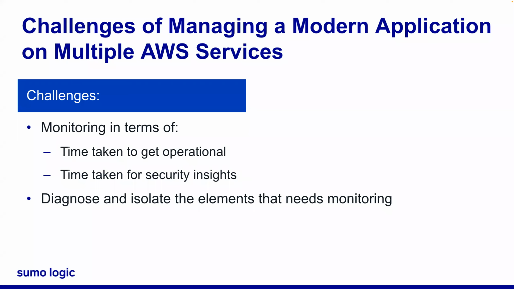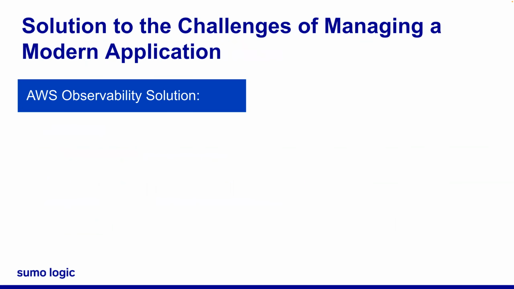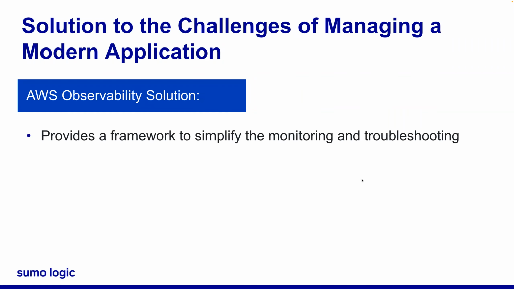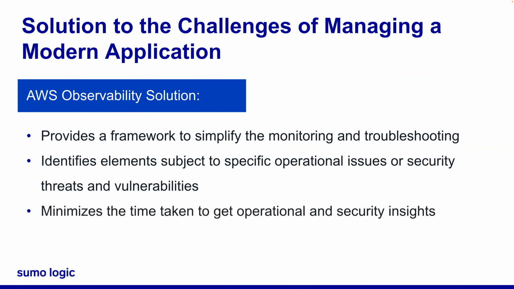The AWS observability solution that we're going to start to utilize is going to provide a framework to simplify the monitoring and troubleshooting of your AWS cloud infrastructure. It uses some Sumo Logic apps for the AWS observability solution that can help us isolate problems faster, and minimize the time it takes to get operational and security insights across your AWS infrastructure.